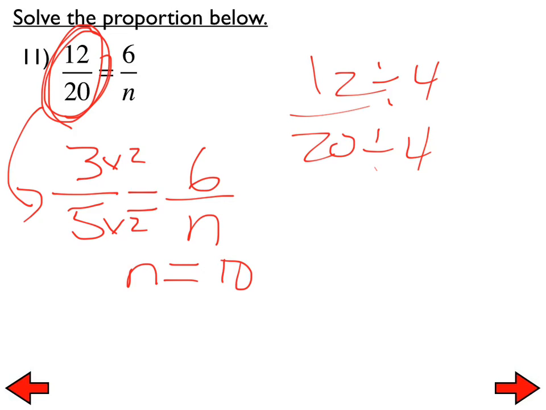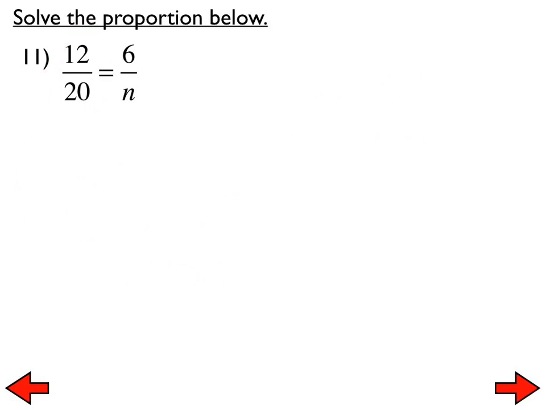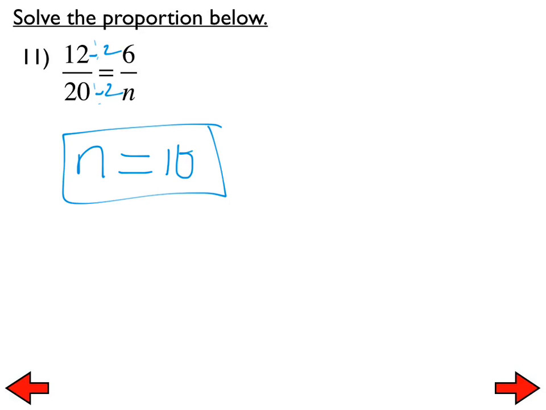But what if you didn't want to scale down? How could you utilize the same strategy that we just did in the previous problems? What could you do? You could divide. Yes. We know we have to make the number smaller, so instead we could divide top and bottom by 2 instead of multiplying. 12 divided by 2 is 6. 20 divided by 2 is 10. We still got to n equals 10.